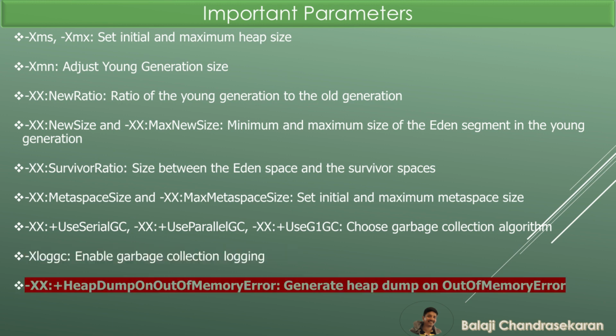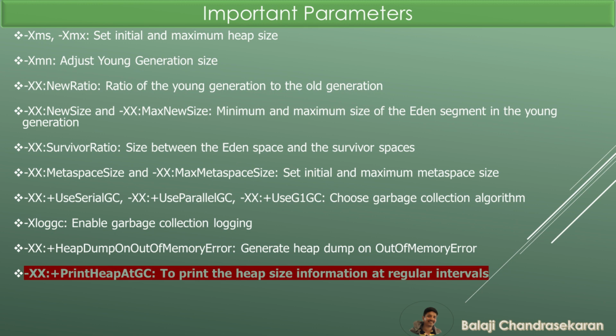The -XX:+HeapDumpOnOutOfMemoryError parameter is used to generate the heap dump in case of an out of memory error. The -XX:+PrintHeapAtGC parameter is used to print the heap size information at regular intervals. It's important to understand memory management to make sure your Java programs run smoothly and don't waste resources.